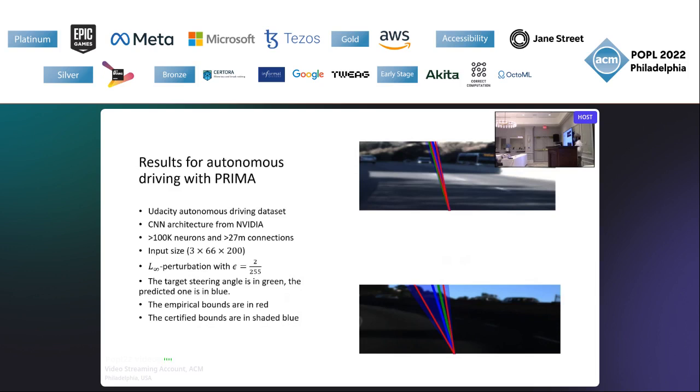So the input of this is just some pixels of some image. And the output of this network is the steering angle, how much the steering angle should be. Just the steering angle. Okay, so it's like an end-to-end sort of model.